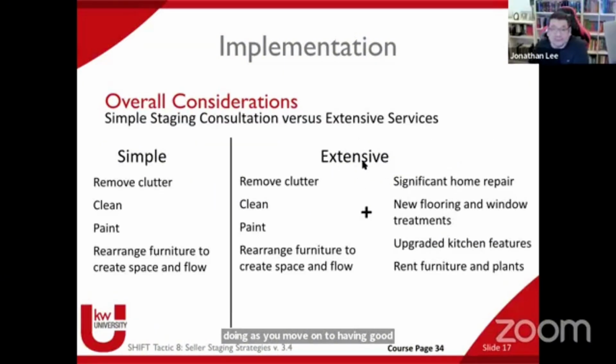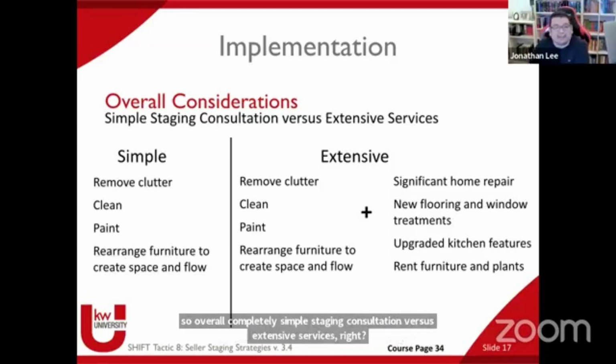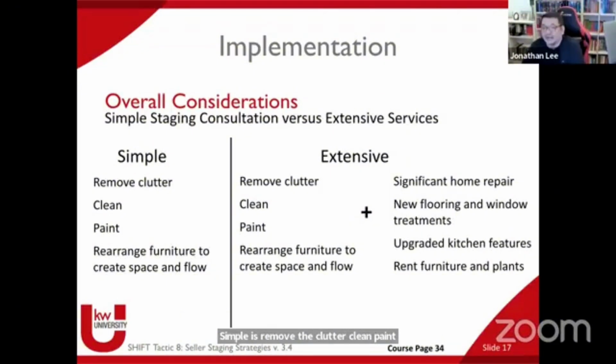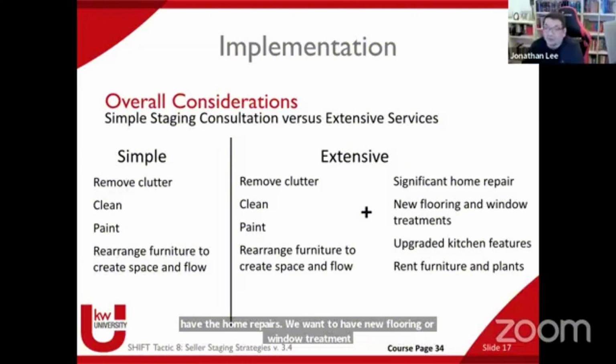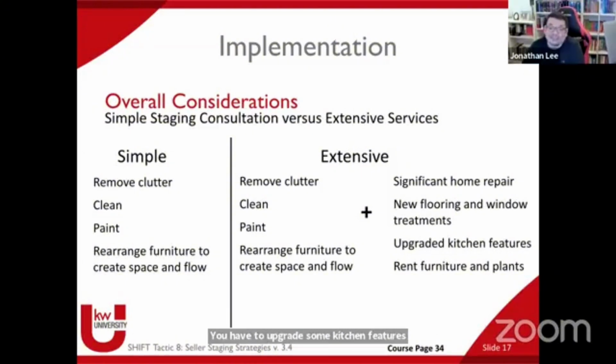Right, so overall convenience: simple staging consultation versus extensive services, right? Simple is remove the clutter, clean, paint, rearrange the furniture to create space and flow. Extensive is probably we want to have home repairs, new flooring or window treatment, upgrade some kitchen features, or rent some furniture or plants to make it look nicer.